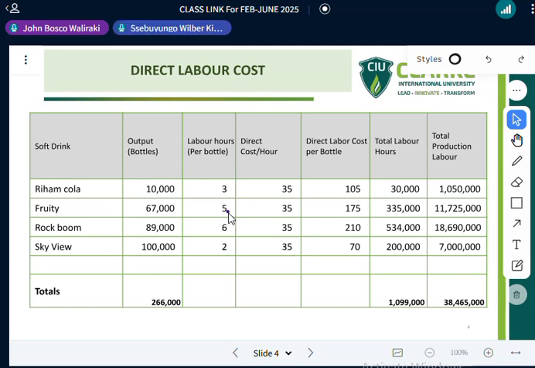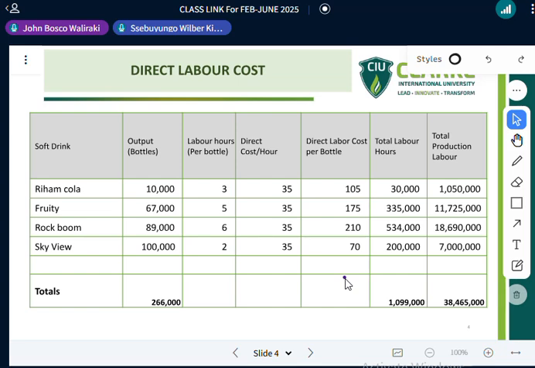For fruity, we produce it for 5 hours, and then when we multiply by 35 shillings per hour, we see the cost is higher because we are having more production hours for it. Local boom has more hours again, so it is 6 hours times 35 shillings. So that is what we are having here in this column of direct labor cost per bottle.